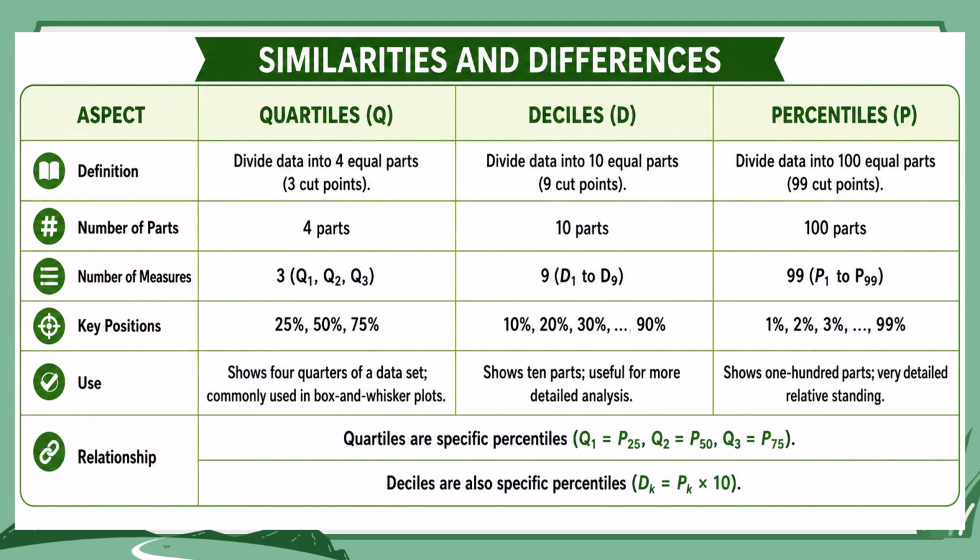And then what could be the relationship of the quartiles, deciles, and percentiles? The quartiles are specific percentiles. Quartile 1 is equal to percentile 25. Quartile 2 is percentile 50. Quartile 3 is percentile 75. Deciles are also specific percentiles. So decile k is equal to percentile k times 10.